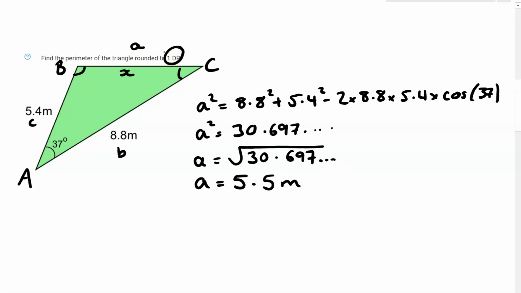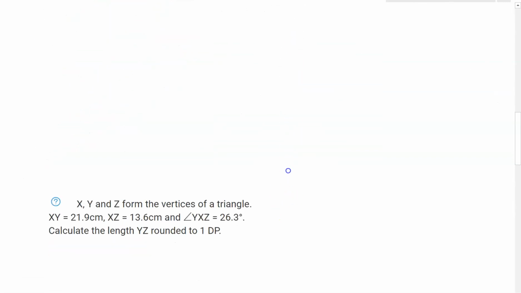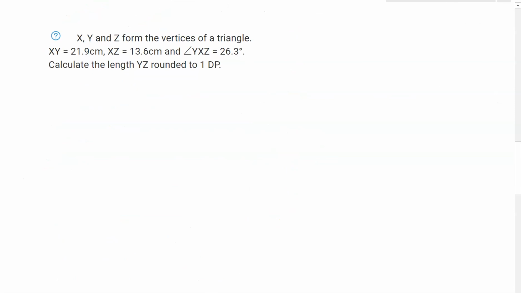Does that sound reasonable? Yeah, your longest side is 8.8. The sum of the two smaller sides should be more than 8.8, otherwise your triangle can't exist. We've definitely got that, so it does seem like a reasonable solution. Okay, the next ones I've got for you are, I think, finding the angle. Oh no, sorry, I've got one length left.